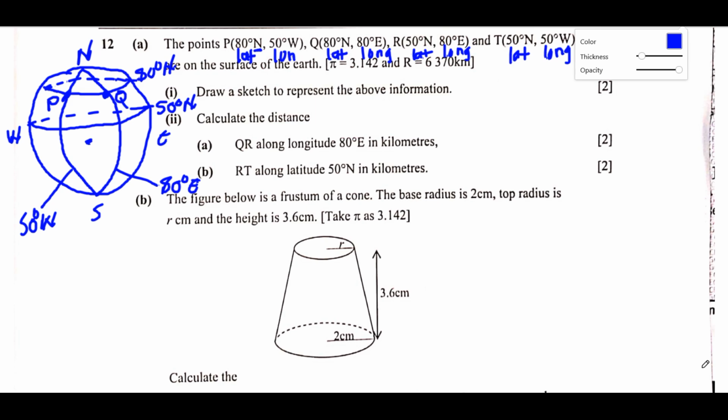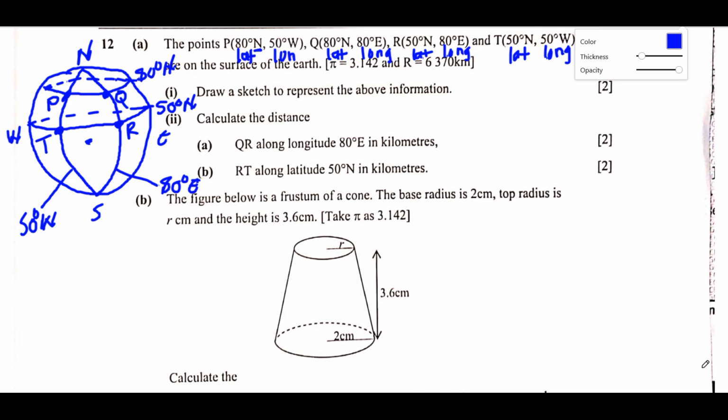Then we are told 80 degrees east. We already have 80, so this point is where our R is. T is 50 degrees north, we already have that, and 50 degrees west, we already have that. So this point is where our T is. This is our answer for the first part. Let's hope we've made sense out of this information.